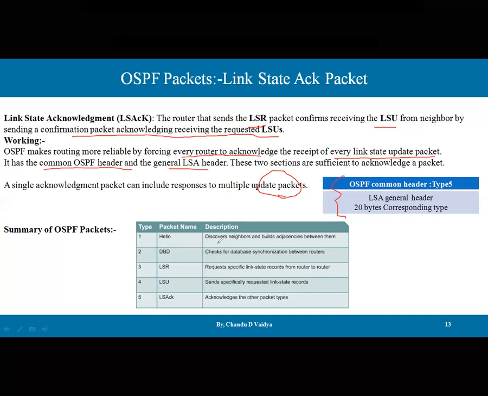The very first is Hello. Hello is used to discover the neighbors and build the adjacency. Then the Database Description checks the database synchronization between the routers. And third is the LSR, that is our Link State Request. It requests the specific link state record which is missing from the database.